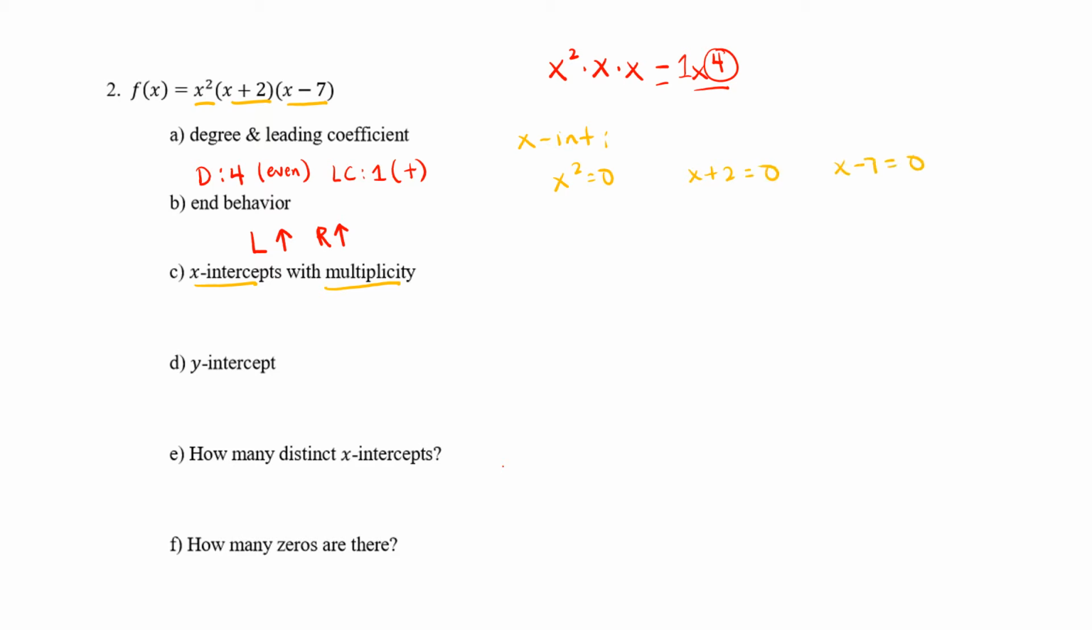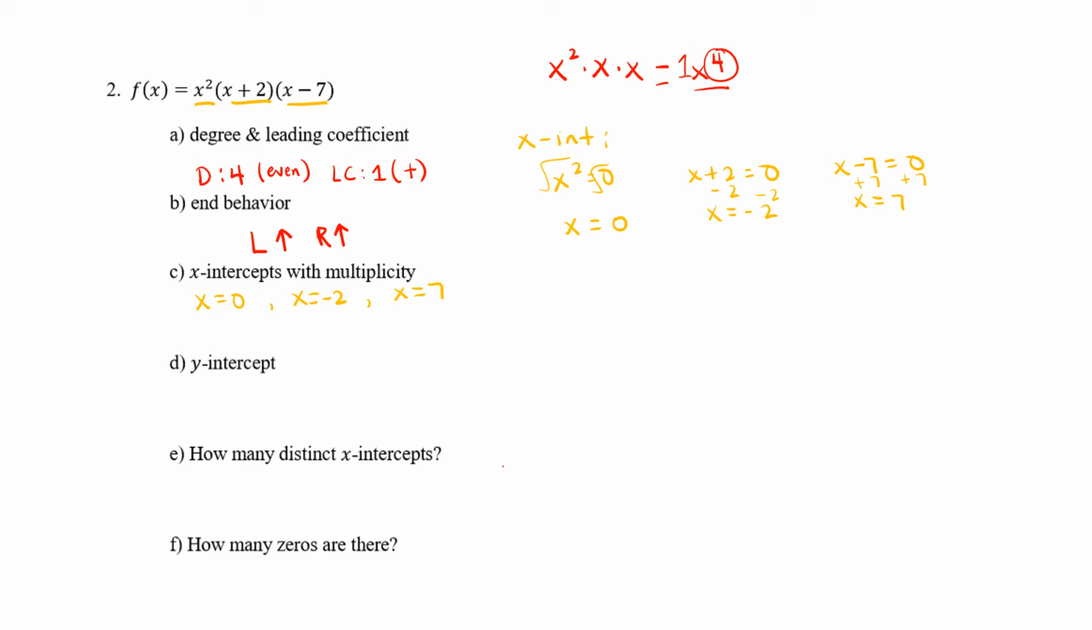Those should usually be very straightforward. You don't necessarily have to set this up. If you're able to just see x equals 7, x equals negative 2, then that's good. But the math behind it is we subtract 2 to get x equals negative 2, and we add 7 to get x equals 7. On this last one, x squared equals 0 tells us that x equals 0, because the square root of 0 is 0. Don't forget that is an x-intercept. So our x-intercepts are x equals 0, x equals negative 2, and x equals 7.